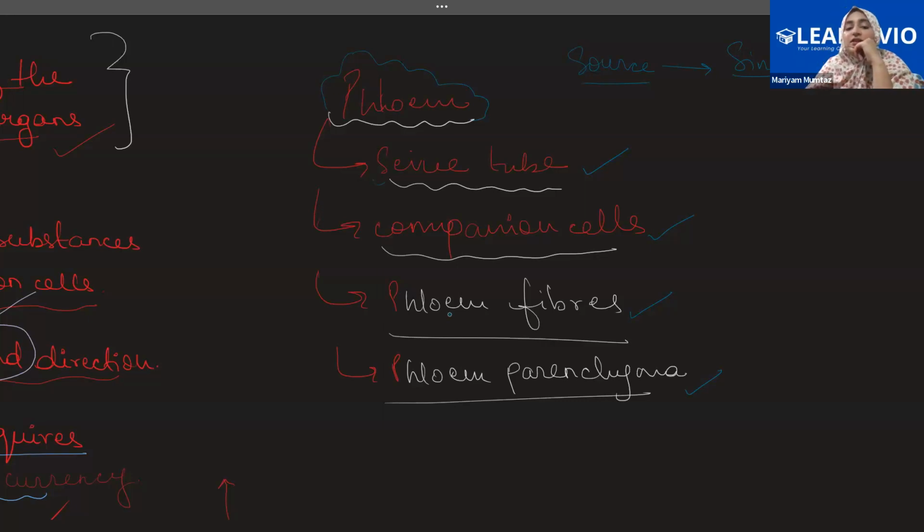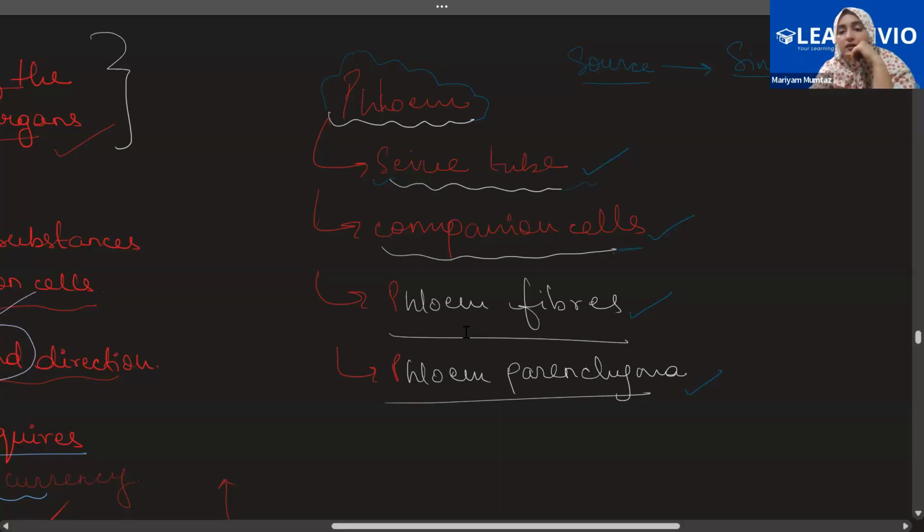Now, talking about sieve tubes and the companion cells, these two are the main conducting part of the phloem. Now, see, what happens is that the sieve tubes do not have a nucleus. And that is why they depend on the companion cells for their work. That is where companion cells get their name from, meaning sieve tubes help in the transportation of food with the help of companion cells. Without companion cells, the sieve tube cannot function.